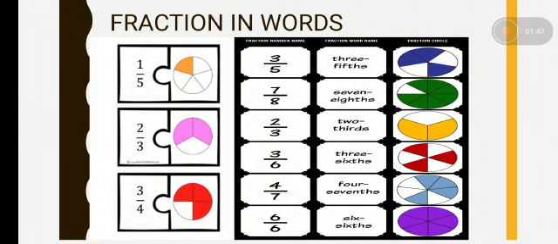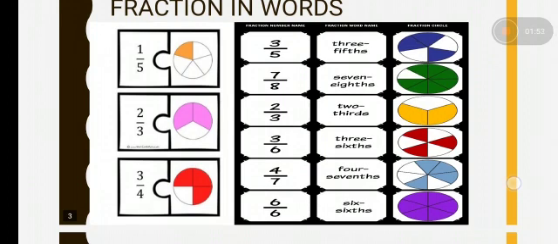And these fractions can be written in the form of words also. For example, we have 3 out of 5. It is called 3/5. 7 out of 8 is called 7/8. 2 out of 3 is called 2/3. 3 out of 6, 3/6. 4 out of 7, 4/7. 6 out of 6, 6/6.